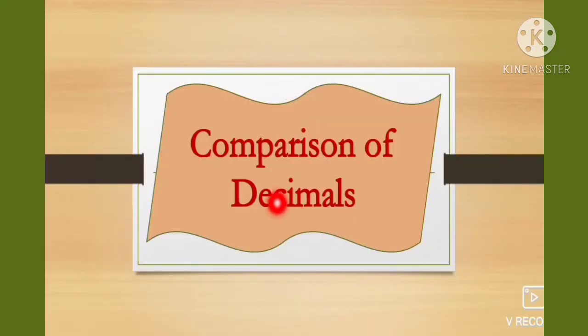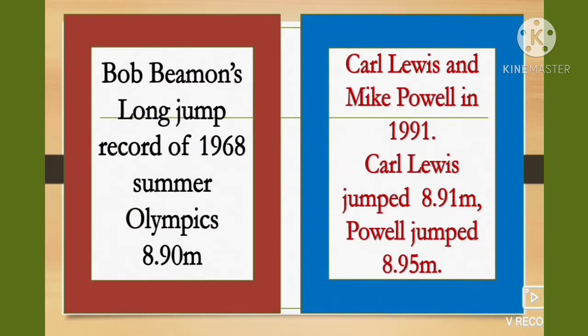Now students, let us see the topic comparison of decimals. Let us see Bob Beamon's long jump record of the 1968 Summer Olympics, which stood for 23 years. His record was 8.90 meter. This record was broken by Carl Lewis and Mike Powell in the 1991 World Championships held at Tokyo, Japan. Carl Lewis jumped 8.91 meter and Powell jumped 8.95 meter. So can you compare these distances?